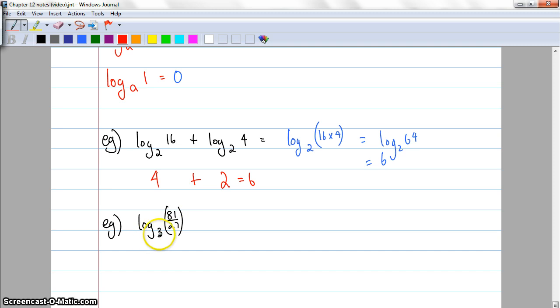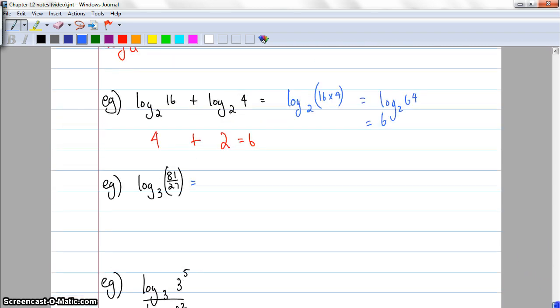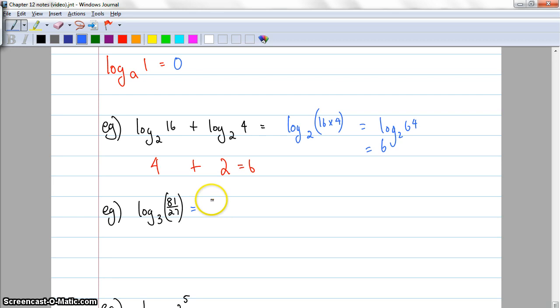The next question here, log 3 of 81 divided by 27. A little bit tricky, this one. I think I'm going to use my log laws to get it into something that I like a little bit more. Because there's a divide inside the log, not one log divided by the other like the next question. Okay, very different things, those 2 things there. But this time I've got 81 divided by 27. I'm going to turn that into log to the base 3 of 81 minus log to the base 3 of 27.